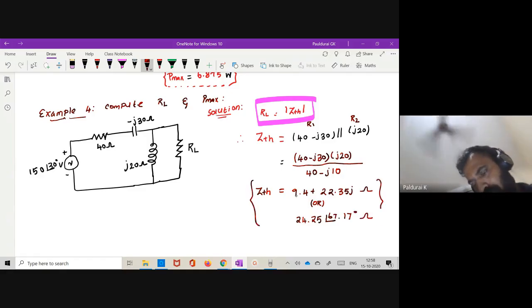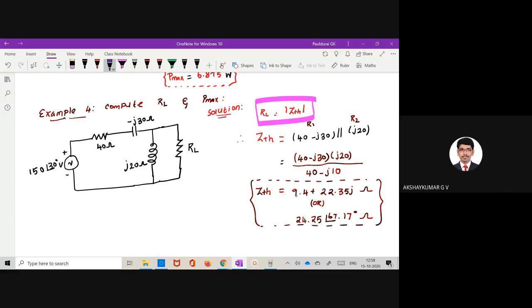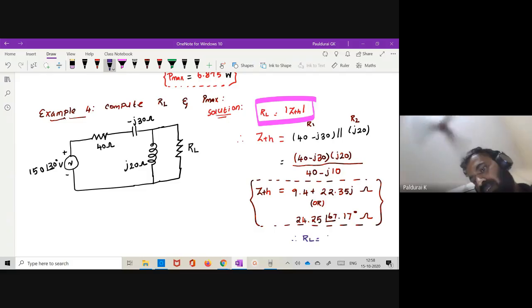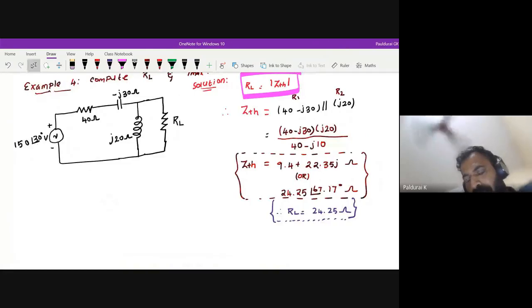So what about RL? RL equals 24.25 ohm. Unit is very important. I know you know the unit, but when you are saying it, please add the unit also. That's the best practice.